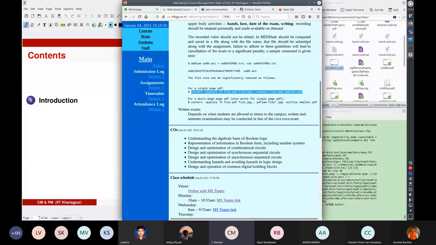So we have given you commands for a single page PDF, for multi-page PDFs and all that. So these are to assist you.